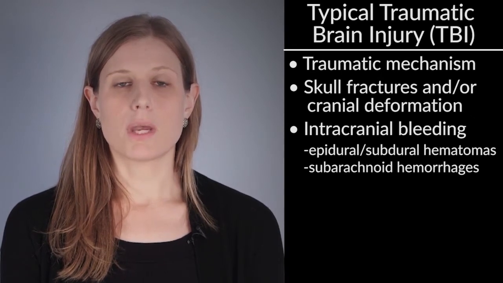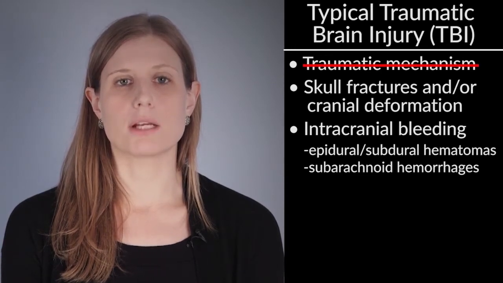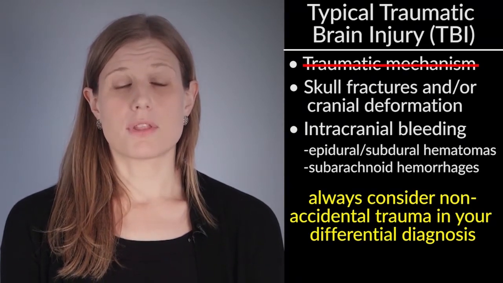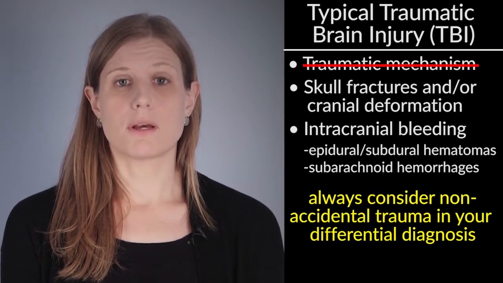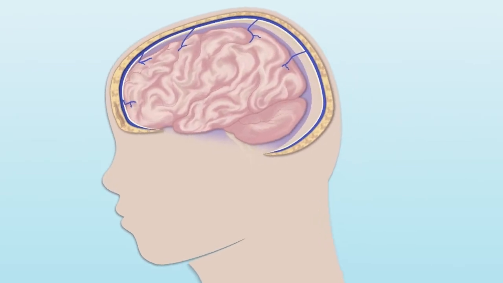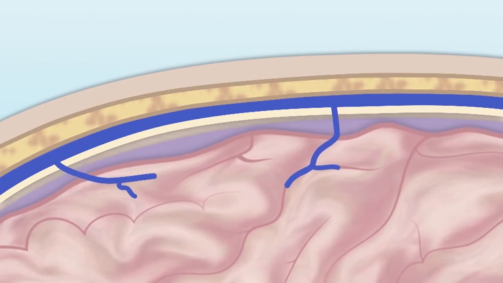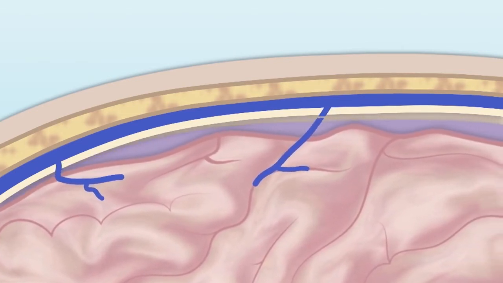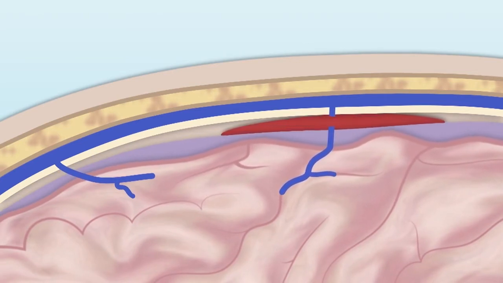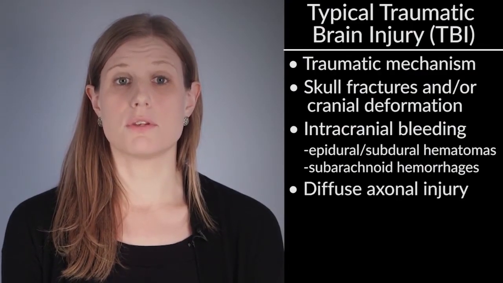And if you get a story where you don't have a traumatic mechanism to explain these findings of intracranial bleeding, always think about non-accidental trauma in your differential diagnosis. The reason is that these types of bleeding can occur from rotational or torsional injuries in which a baby is shaken back and forth, such that the brain gets compressed against the bony prominences of the skull and can lead to bridging veins that tear and bleed into the intracranial space, in the forms of the hemorrhages described.